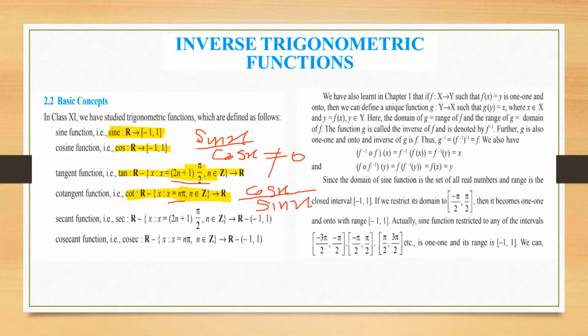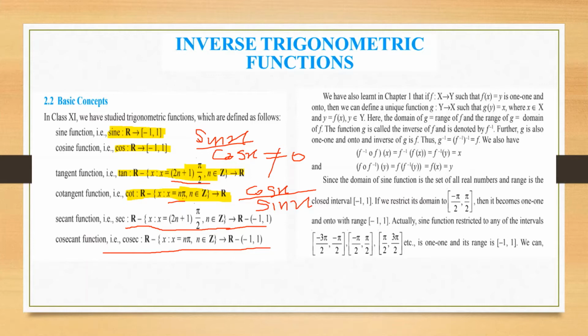And secant is similarly 1 upon cos, so the same condition as tangent applies here, and it's a mapping from R minus x equal to odd multiple of pi by 2, to R minus the open interval -1, 1. Similarly, cosecant maps from R minus x equal to integral multiple of pi, to R minus the open interval -1, 1, and since it is 1 upon sine, the same condition of sine comes here.